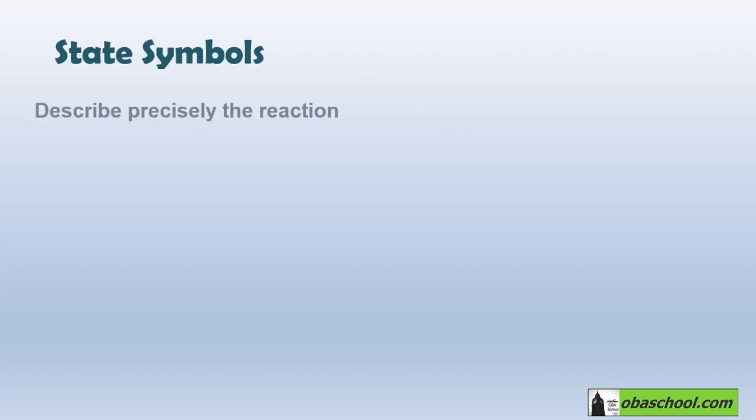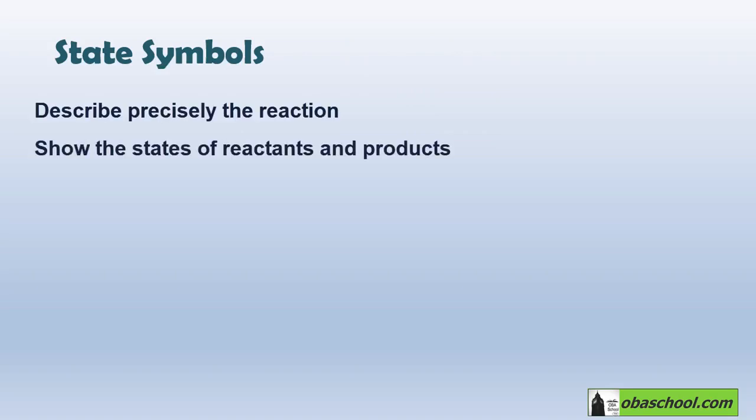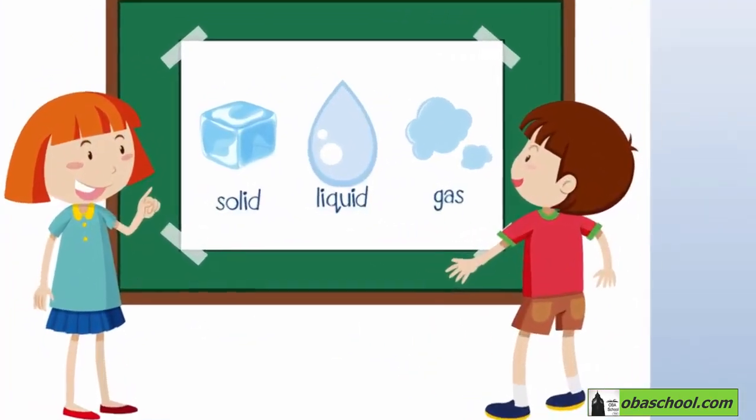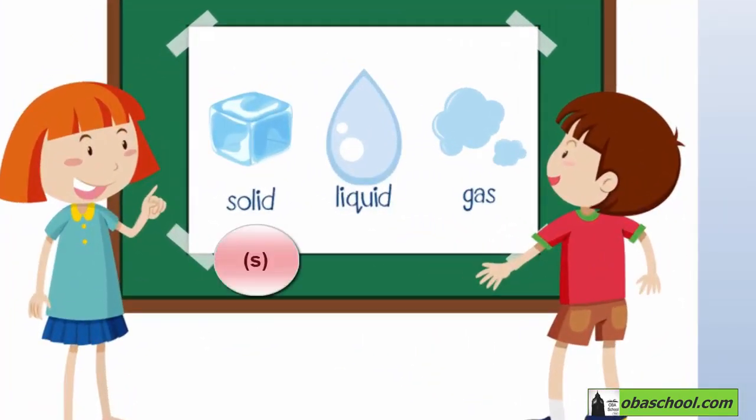Now we will look at state symbols. So what are state symbols and why do we use them? We can add state symbols to describe precisely the reaction. These state symbols show the states of the reactants and the products in a reaction, and they are S for solid, L for liquid, and G for gases.